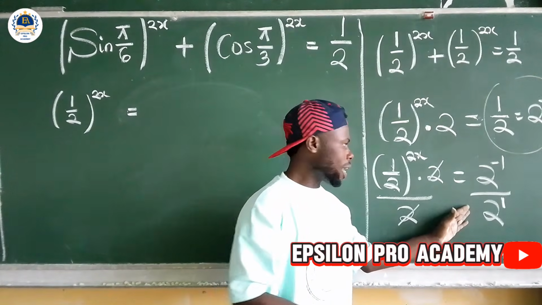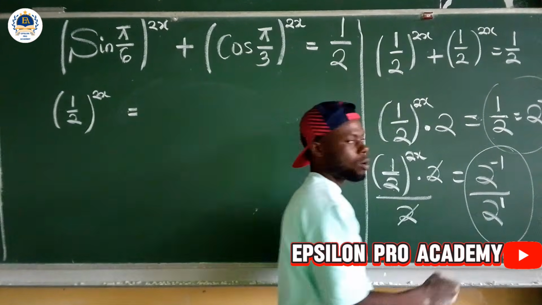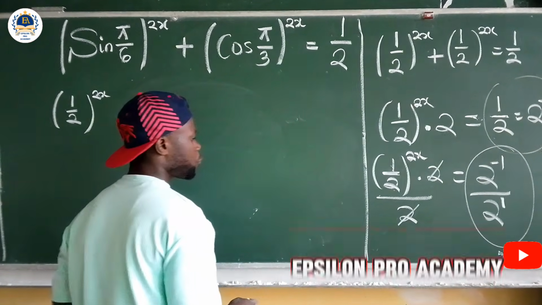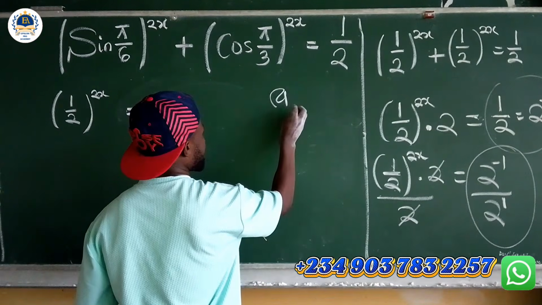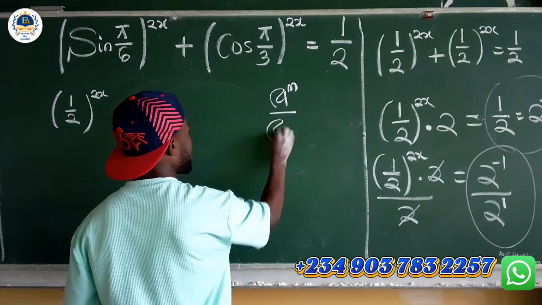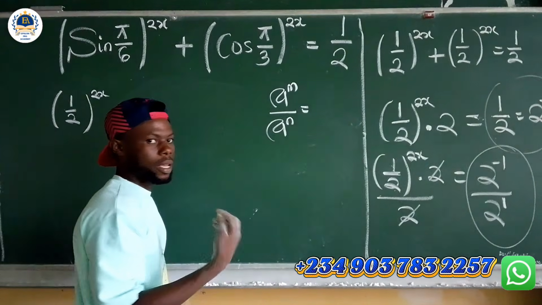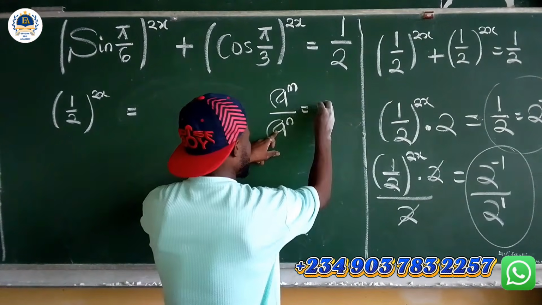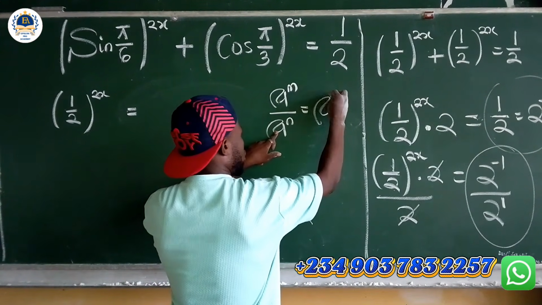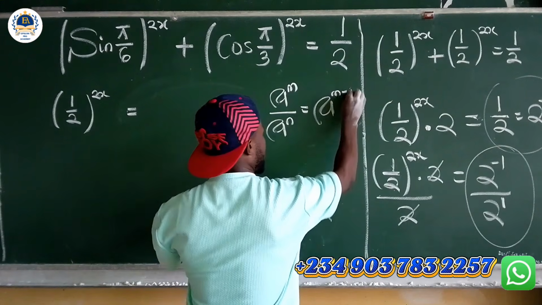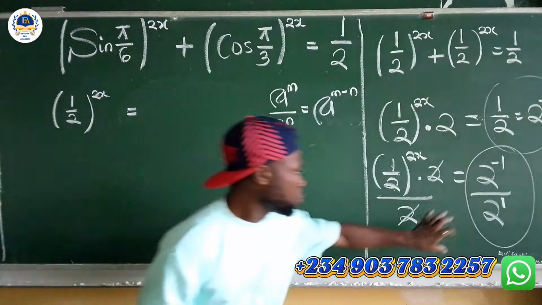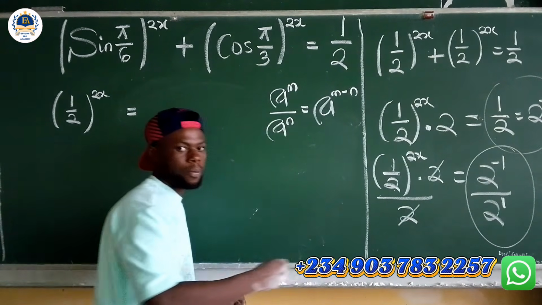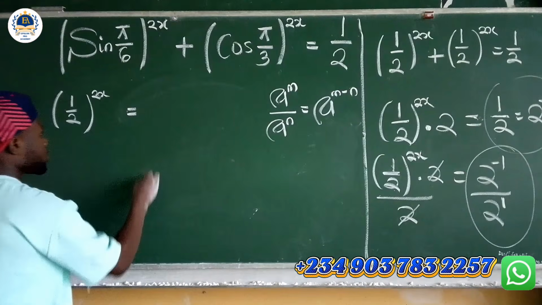now from this point, let us apply the division law of indices to this. Division law of indices states that if we have, for instance, a raised to the power of n divided by a raised to the power of n, because we have the same base, we pick one of the base, then raise it to the power of this one minus this one. If I do the same here, that will give me 2, because 2 and 2 are equal bases.